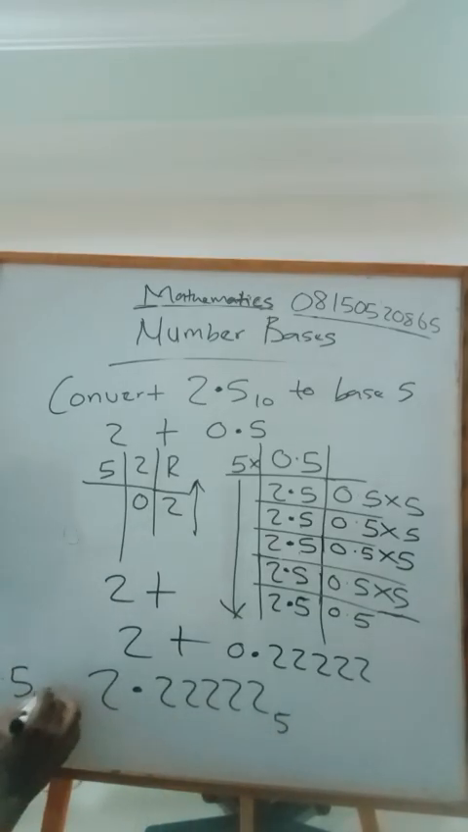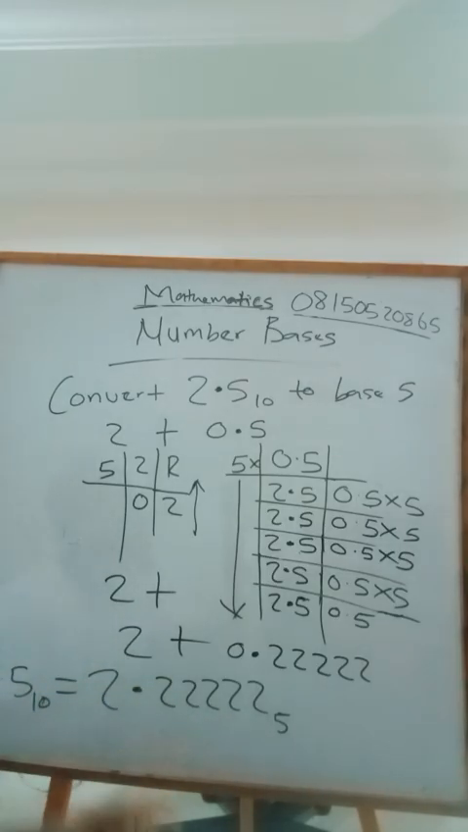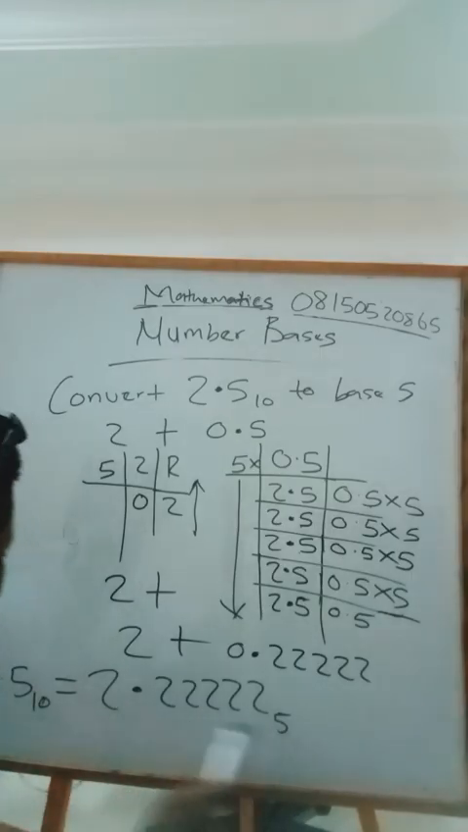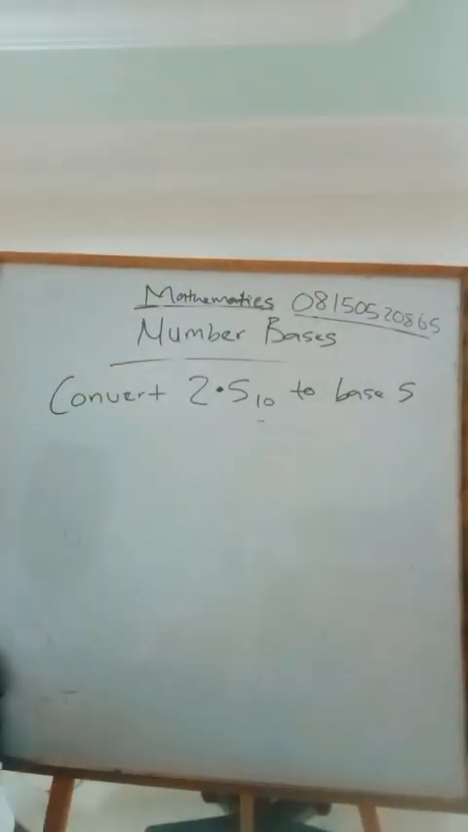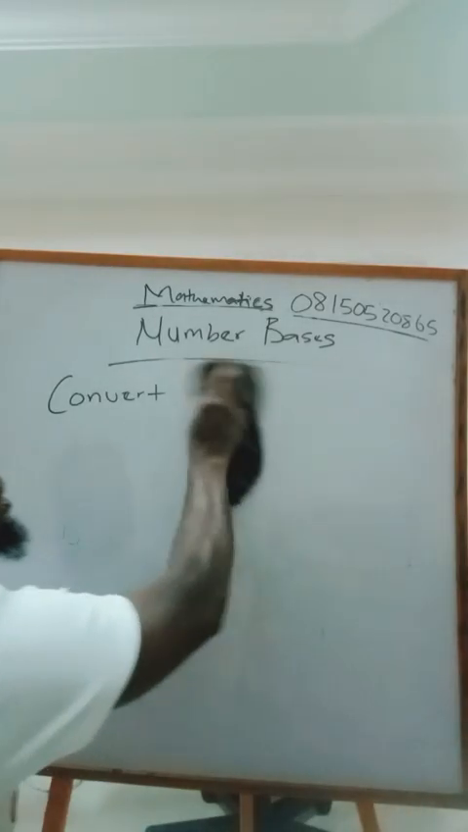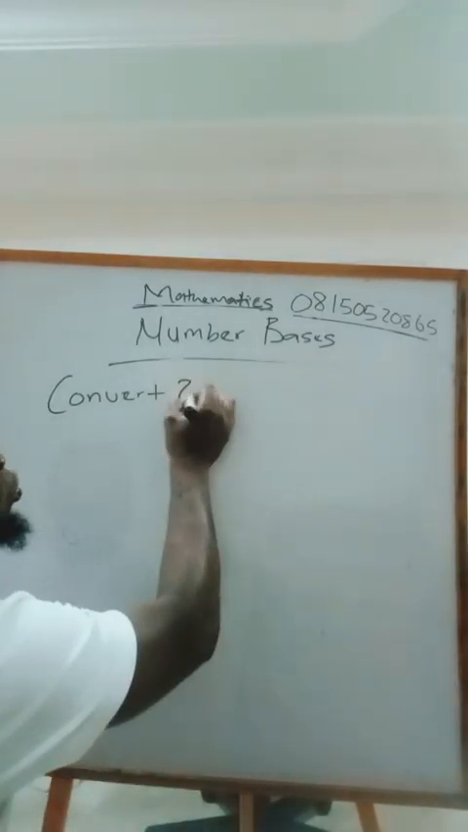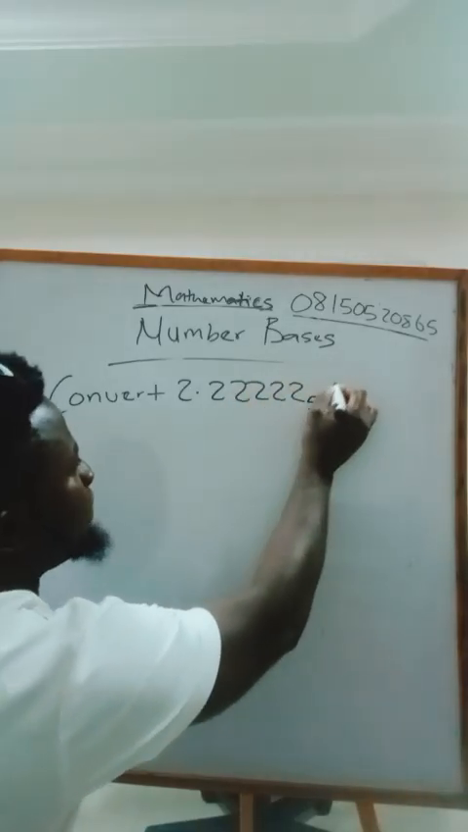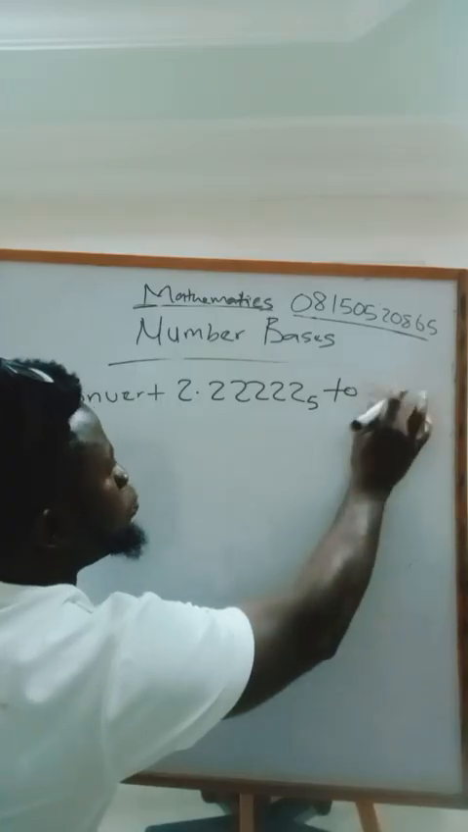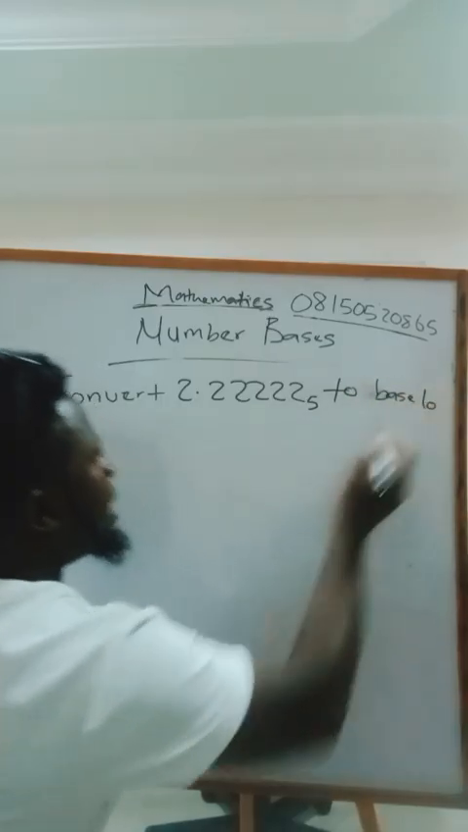So 2.5 base 10 is equal to 2.22222 base 5. That's how to solve it. And if you don't believe that this is correct, now we've done this one from base 10 to base 5. Let's convert this from base 5 to base 10 and see how we will get it. So now let me reverse the question and write it as: convert 2.22222 base 5 to base 10. How will you now get it?